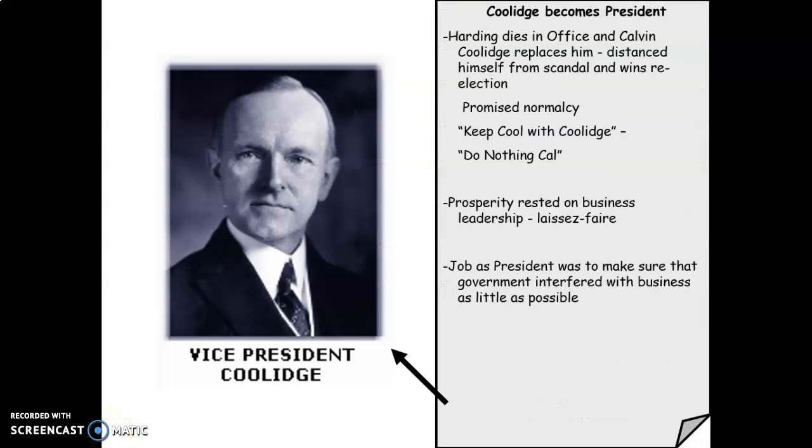So, Harding dies in office, and Calvin Coolidge replaces him. Coolidge wanted to distance himself from the scandal of Teapot Dome and all the other scandals. That was Harding's thing, not his. He wins election. He promised normalcy. One of his campaign slogans was "Keep Cool with Coolidge," and another one was "Do Nothing Cal." That wasn't necessarily his, but prosperity rested on business leadership, so government is going to be removed from business, laissez-faire practices, basically a pre-1880s kind of philosophy here. His job as president was to make sure that the government interfered with business as little as possible. So that's his belief.